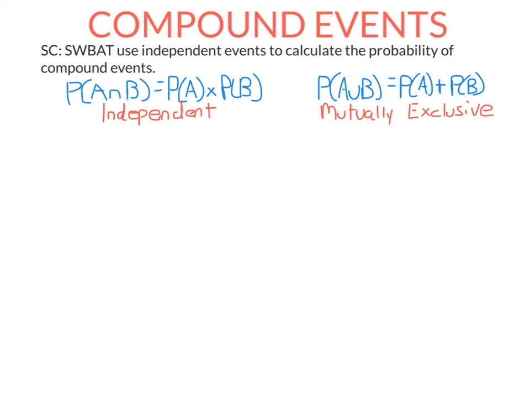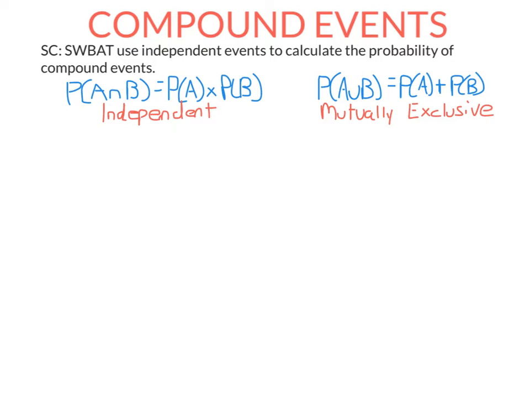So we know that the probability of A and B is just the product of their respective probabilities. That's if the two events are independent. Remember, this comes about from the conditional probability formula. We also know from a previous lesson that the probability of A or B is just the sum of the respective probabilities, and that's if the events are mutually exclusive.